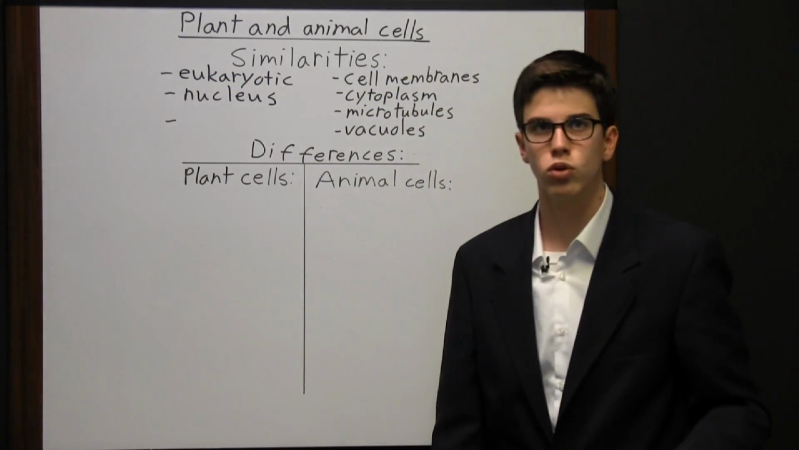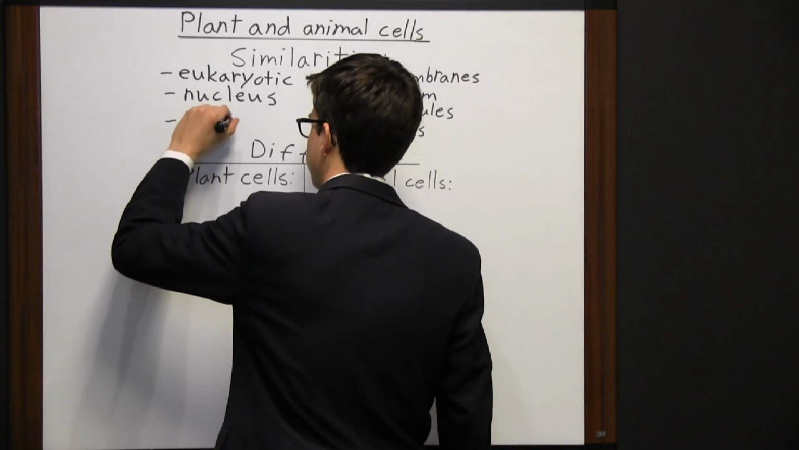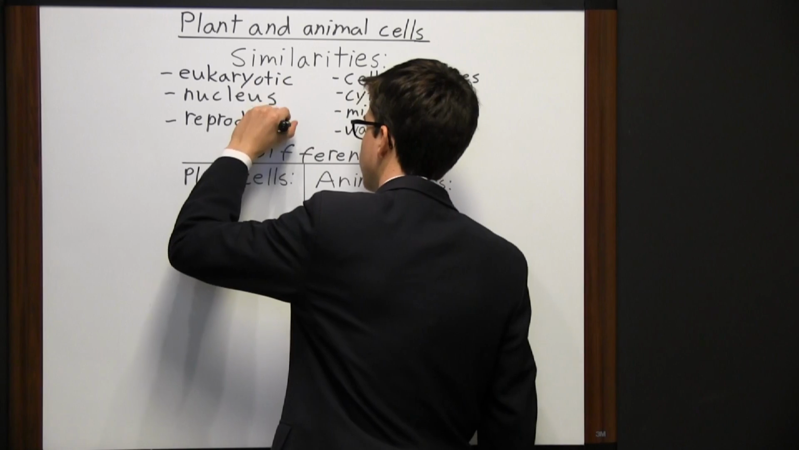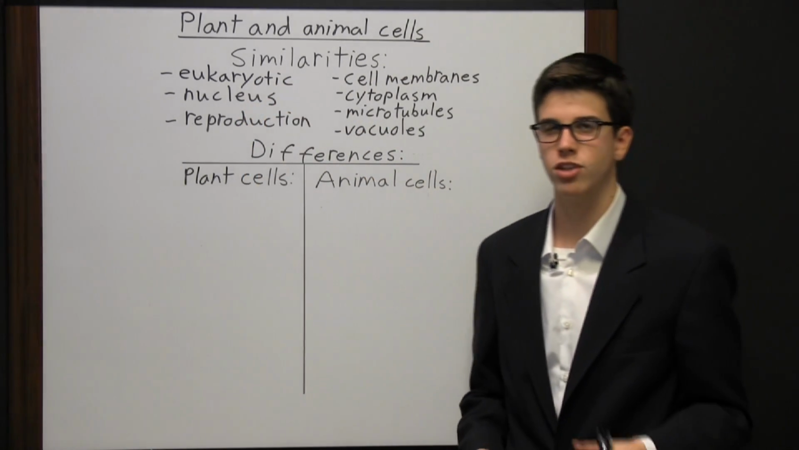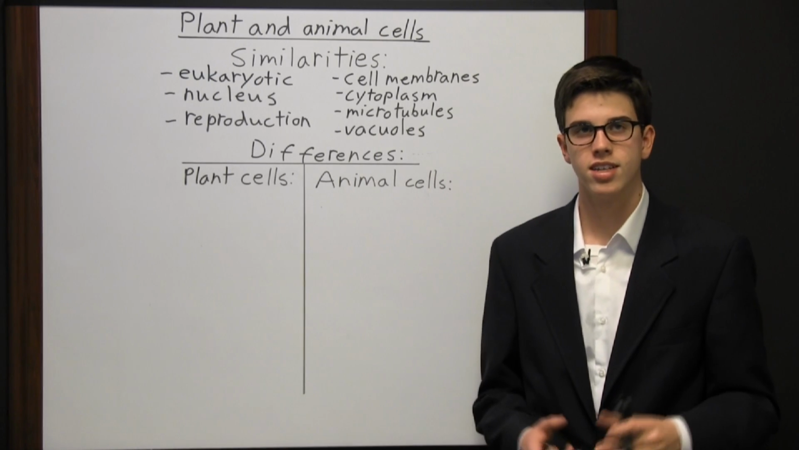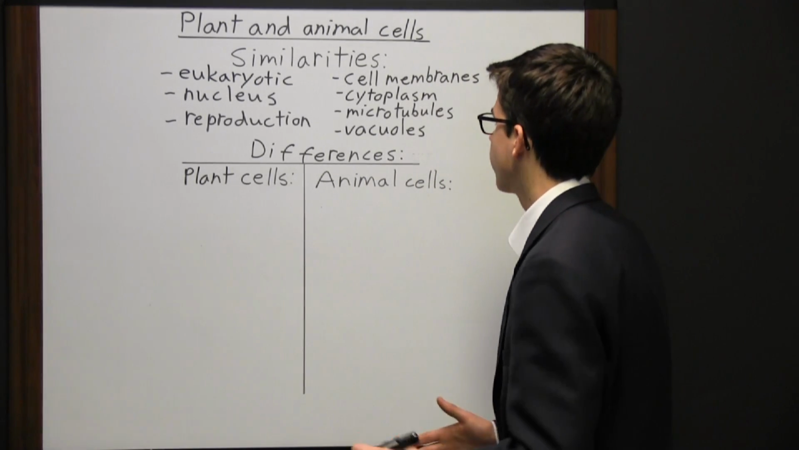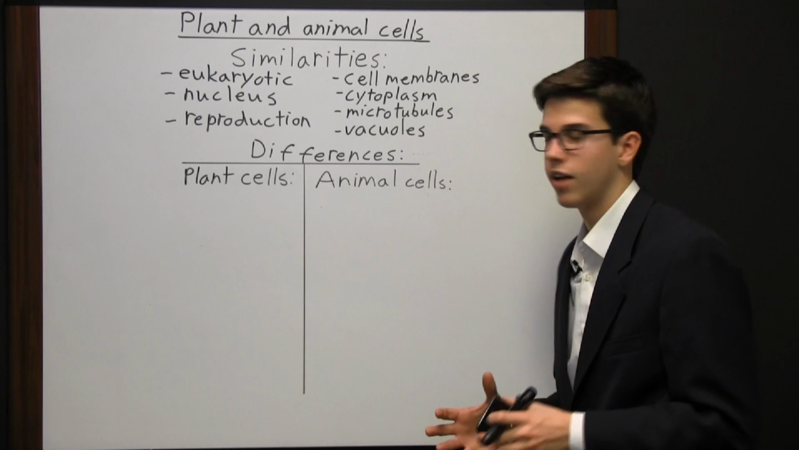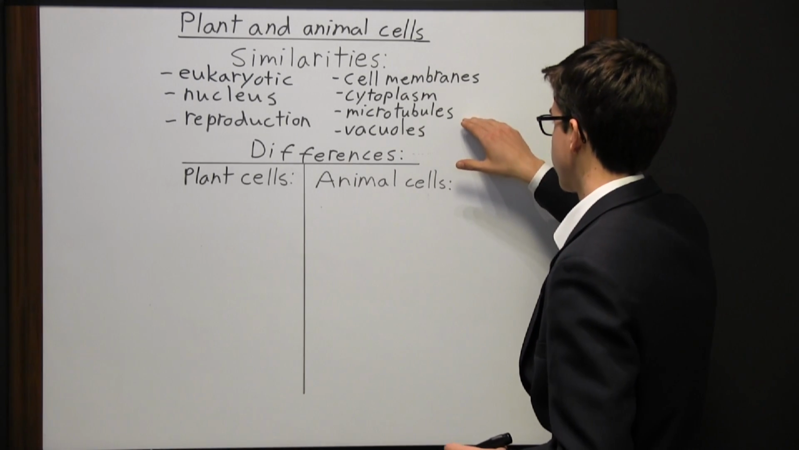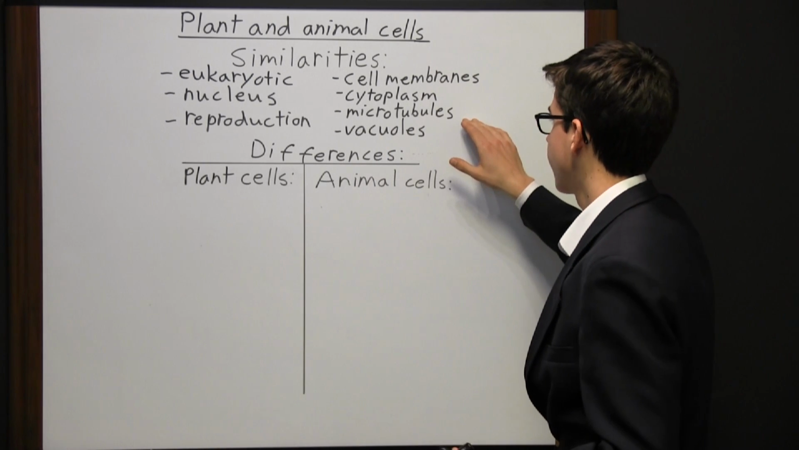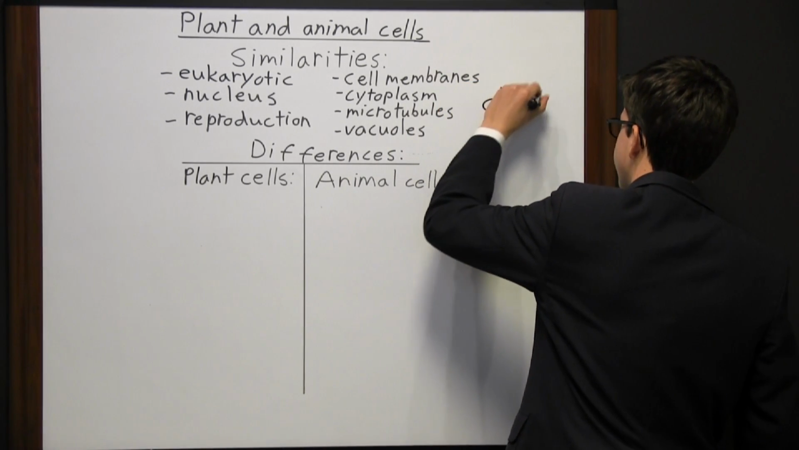A third important similarity is their reproduction process. Both plant and animal cells reproduce by duplicating genetic material, separating it, and then dividing it in half. There are also some other similarities related to parts of the cells. They both have cell membranes, cytoplasm, microtubules as part of their cytoskeleton, vacuoles, and many other structures are the same.